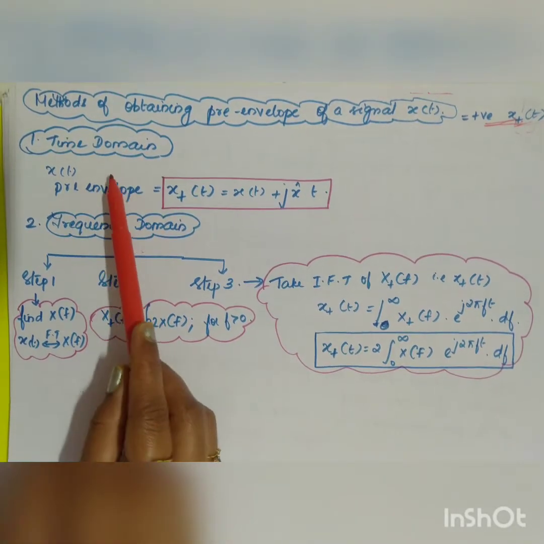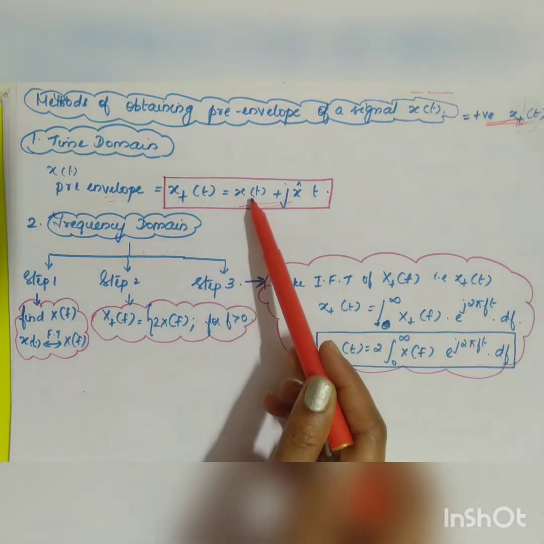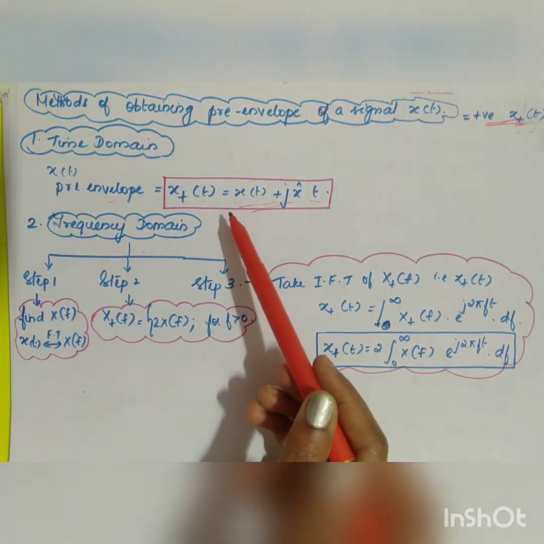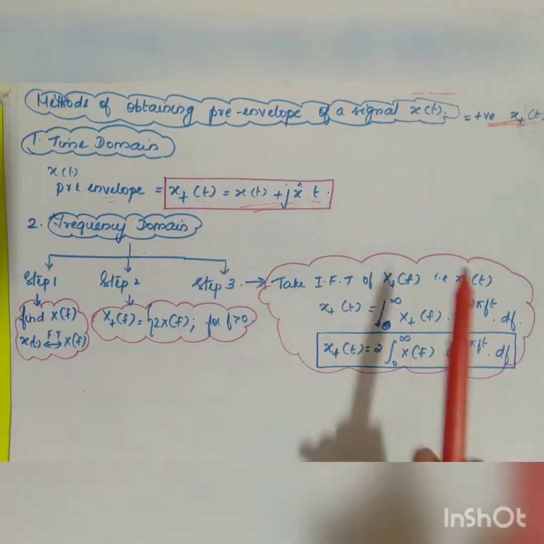So x+(t) in the case of the time domain, how will you get it? It is the same expression, x+(t) = x(t) + j x^(t). That is the direct equation which we have written in the first step. Now in the frequency domain, how will you find your x+(t)?